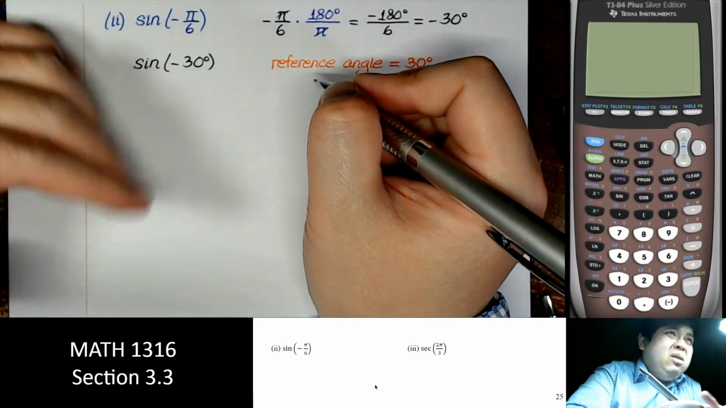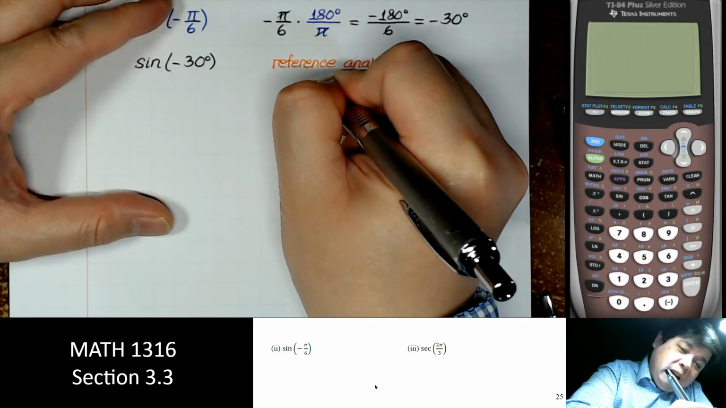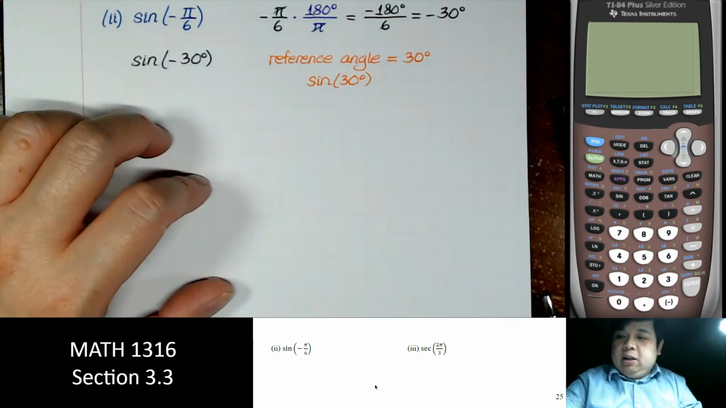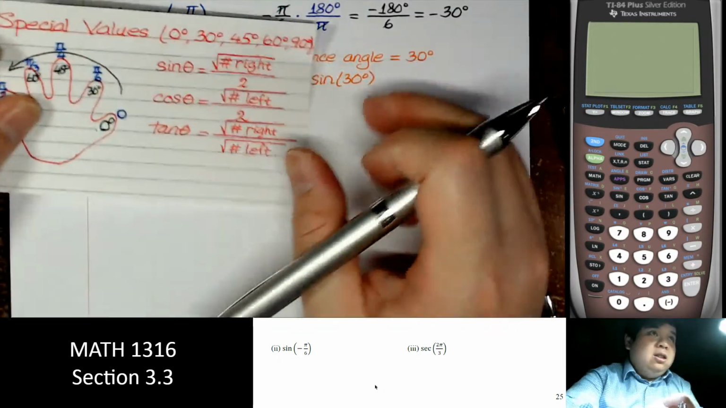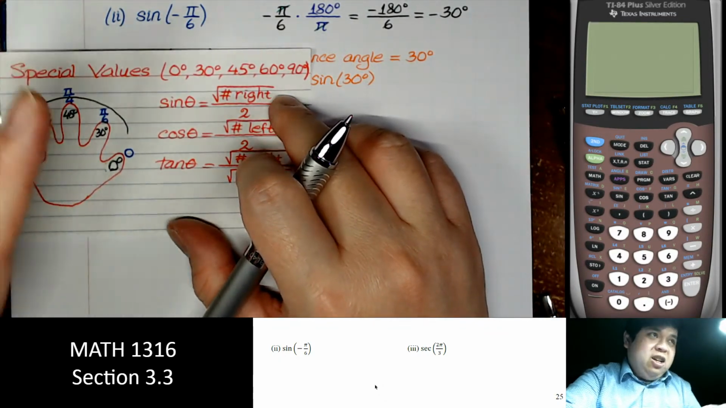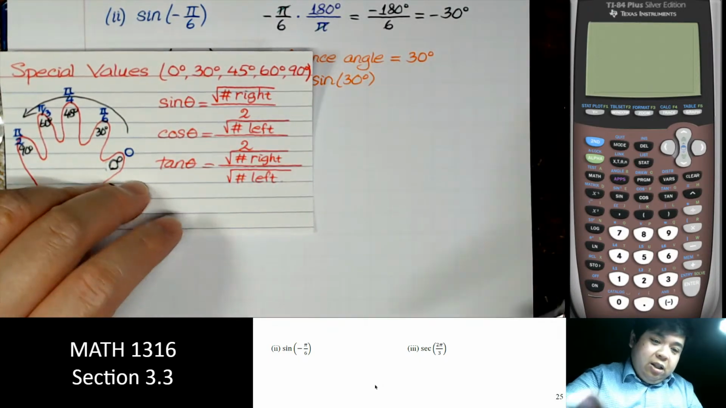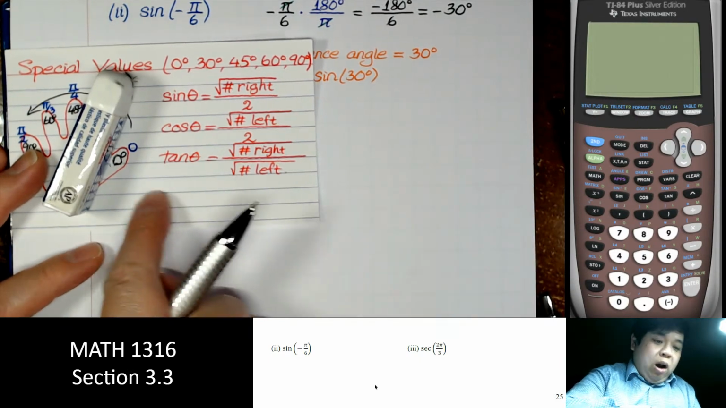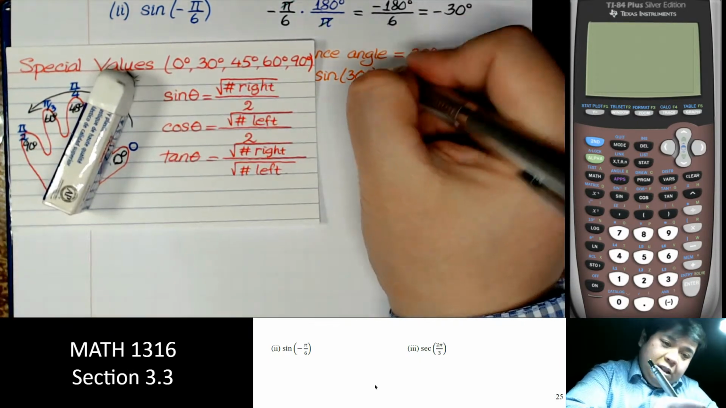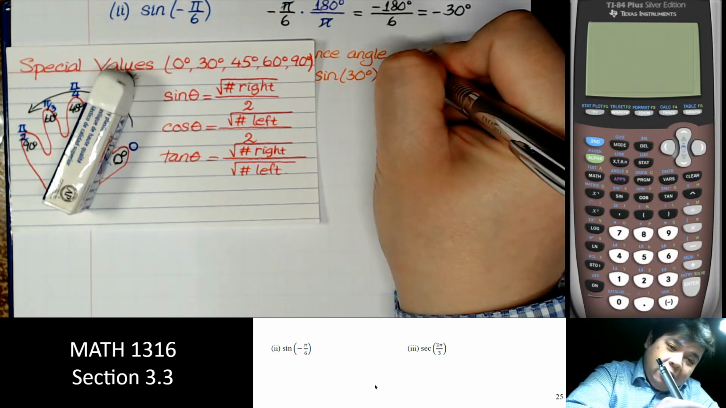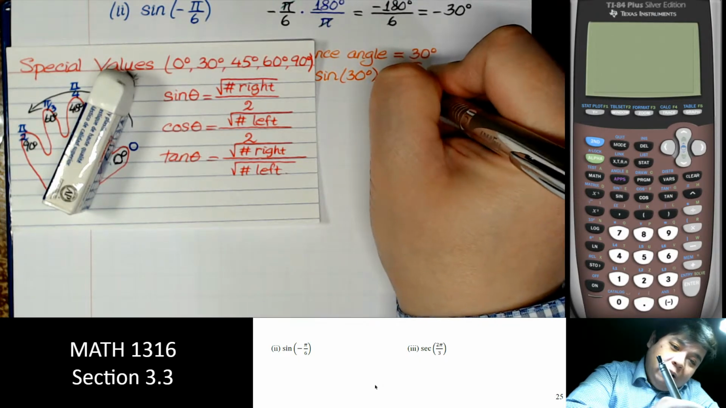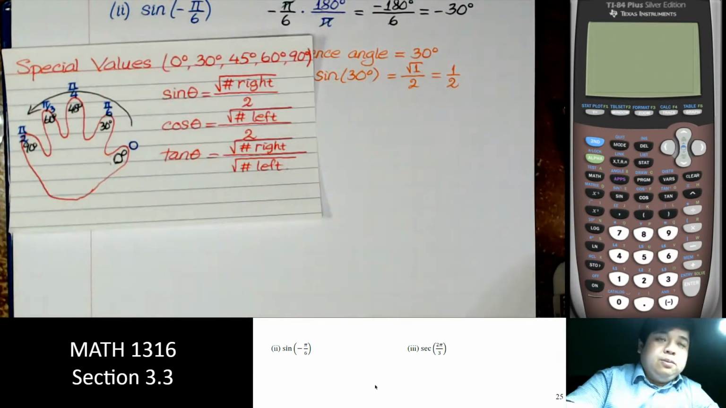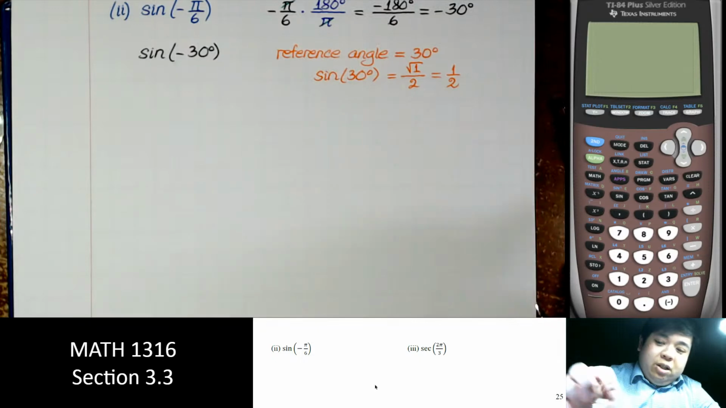Now ignore the sign, it doesn't matter. We find the sine of the reference angle. That's the right hand or left hand, it doesn't matter. Right, 30 degrees, right there. There's one finger on the right. We take the square root of that and divide by 2. So it's 1/2. So the value is that.